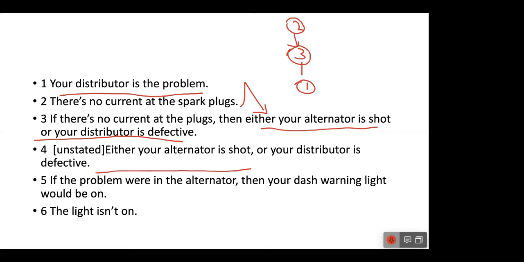You know it's either the alternator or the distributor because there's no current at the spark plug. And now we've gotten down to the issue: it's either the alternator or the distributor. All right? So how do we know it's not the alternator? With the light.